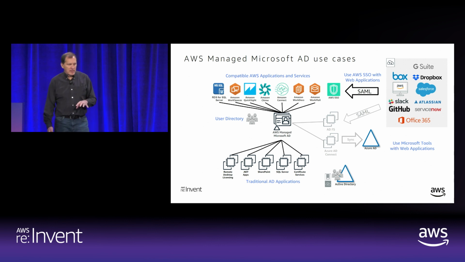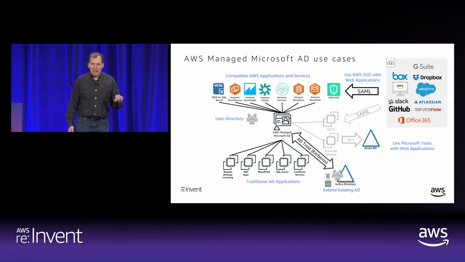And with that situation, you can create a trust between your existing AD and the managed AD. And that creates a resource forest model where you can run traditional AD applications in the cloud or run the compatible AWS applications in the cloud, and they will use the trust to work with the user accounts that exist in your existing AD. Does that make sense?